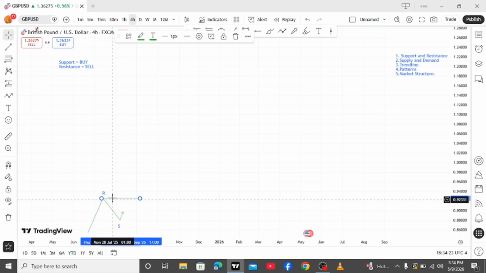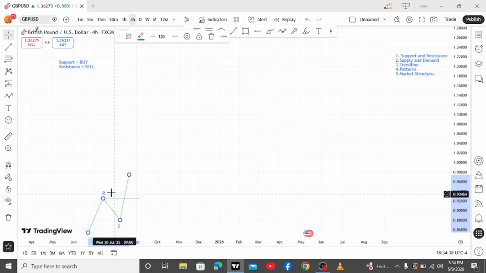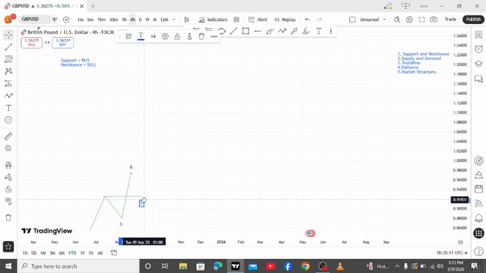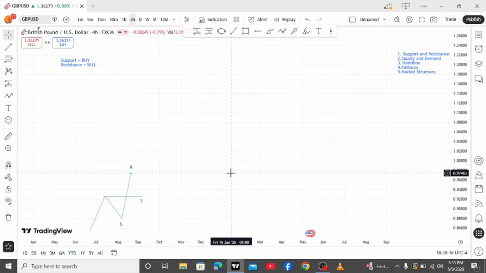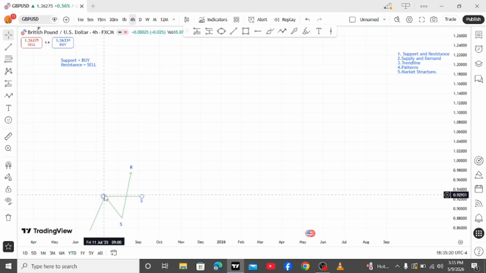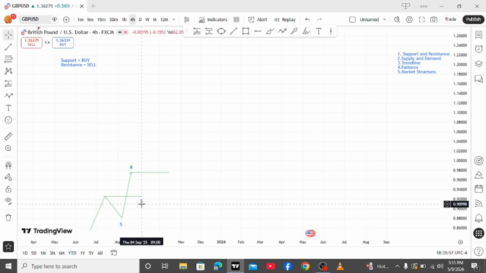So this is your resistance and here is your support. And then the market goes up to break your resistance zone. So this resistance is no more called resistance, it's now called support. So what just happened? The market broke this resistance level, which means this is no more a resistance level, but it's now called a support level. So this is your new resistance and this is your support.